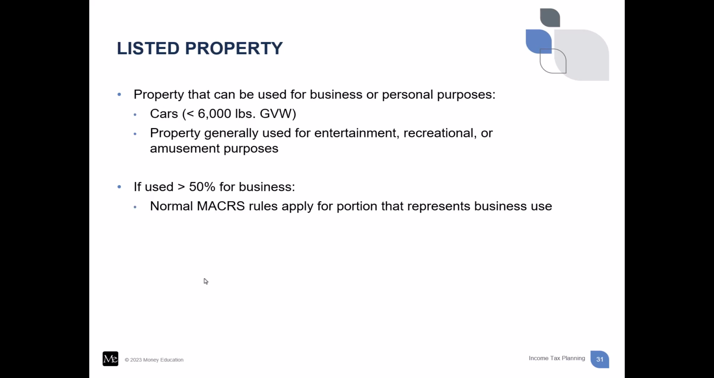Property can be used for business or personal uses, like a car that weighs less than 6,000 pounds. It's called listed property, and includes property generally used for entertainment, recreation, or amusement purposes. If it's used more than 50% for business, the normal MACRS rules apply. There are luxury auto limits, so there are auto limits on listed property.